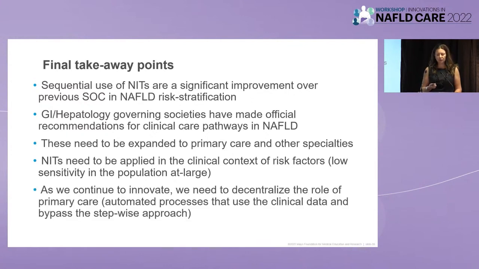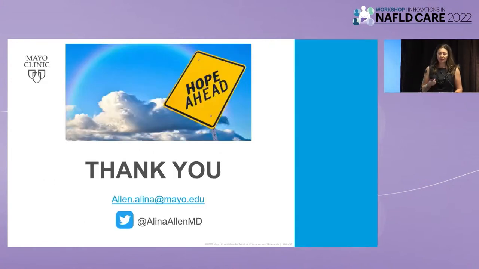And as we continue to innovate, I think this is probably the key thing as we move forward: we need to try to find ways to decentralize the role of primary care. We need to incorporate automated processes that use the clinical data and bypass this stepwise approach, because there are opportunities of failure at every single stage. I think there's hope ahead.